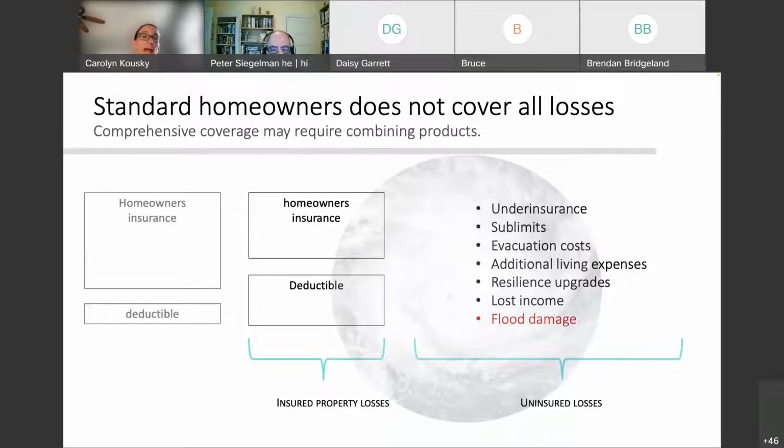And so what happens is that when a policyholder goes to get reimbursed for disaster damage, they realize all these limitations and they don't have enough to do everything that they need to do.